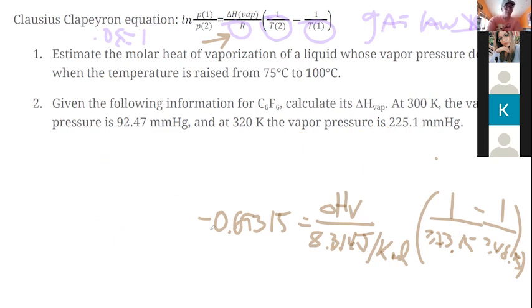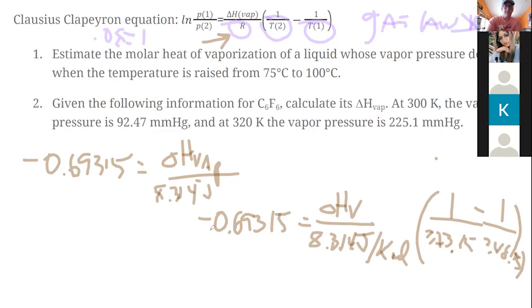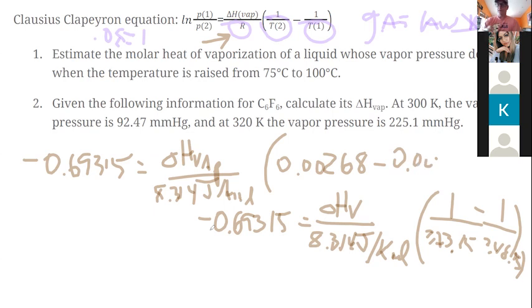So I'm going to get 0.6315 equals my delta H vap divided by 8.314 joules per Kelvin per mole, multiplied by, and I did this earlier, 0.00. Here's where you get the really small numbers. 268 divided, or subtracting 0.002872.